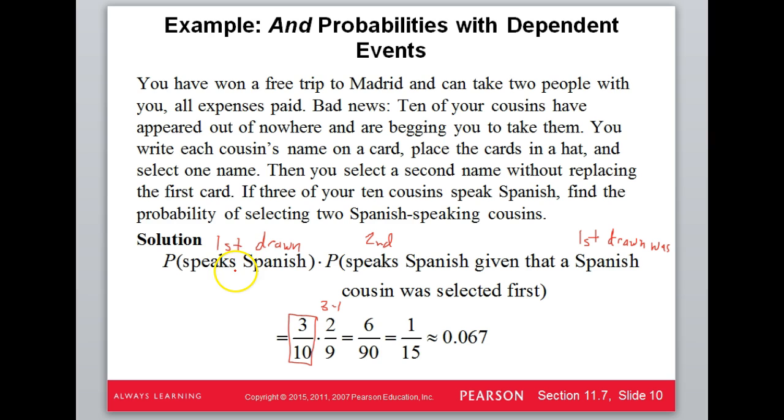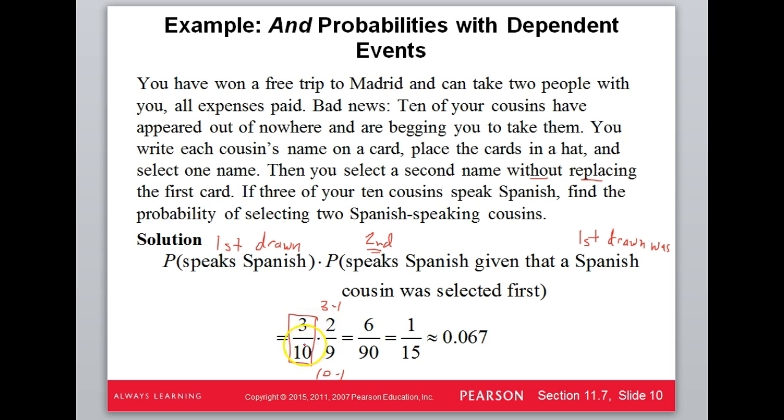And because I didn't replace that name, there are 10 minus 1 in the second one. Okay, so the second one has been affected. Alright, the probability this second one, whoever this person was selected just in general, was 3 out of 10. 3 Spanish speaking out of 10. But because they're being drawn second, it gets affected.